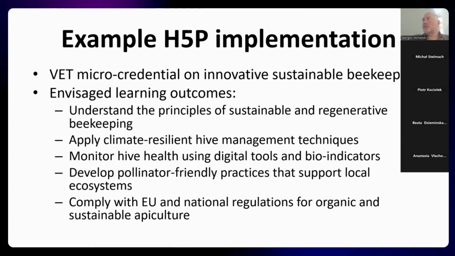Here is a small example of an H5P implementation. That's one for sustainable beekeeping. These are the learning outcomes. He or she or it nowadays needs to understand the principles of sustainable regenerative beekeeping. The person needs to be able to apply climate resilient hive management techniques. He, she, it should be able to monitor hive health using digital tools and bioindicators. Should be able to develop pollinator-friendly practices that support local ecosystems, and should comply with EU and national regulations when it concerns the practice of organic and sustainable apiculture.